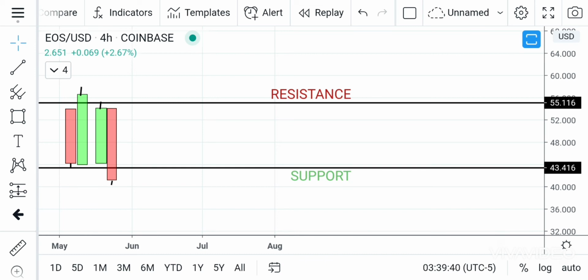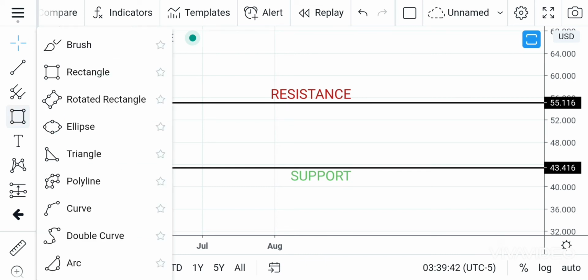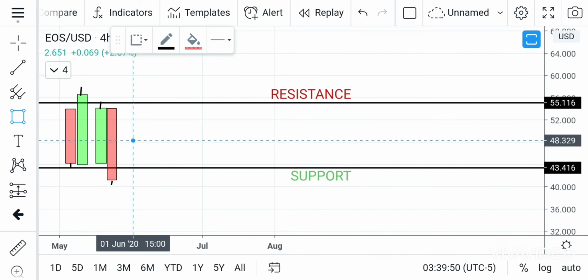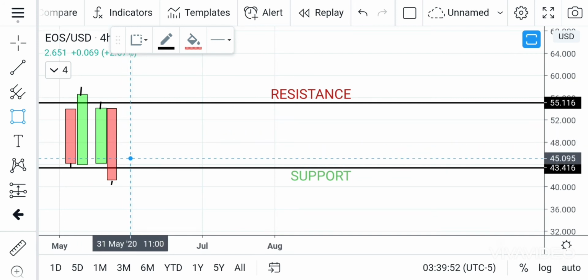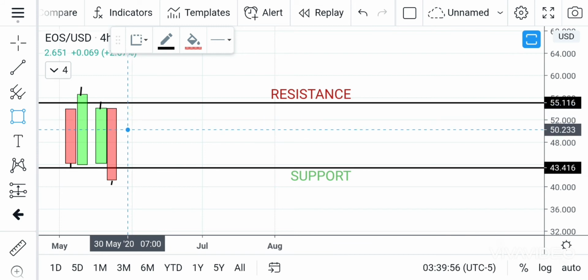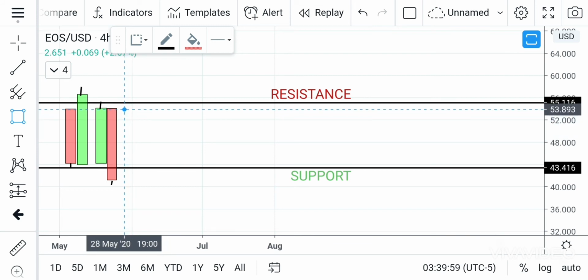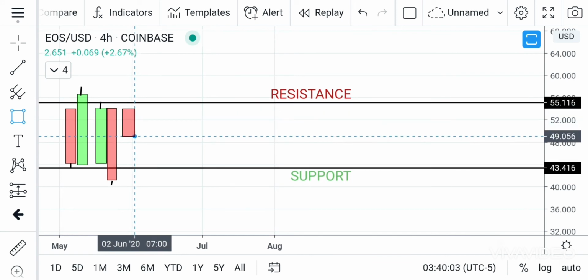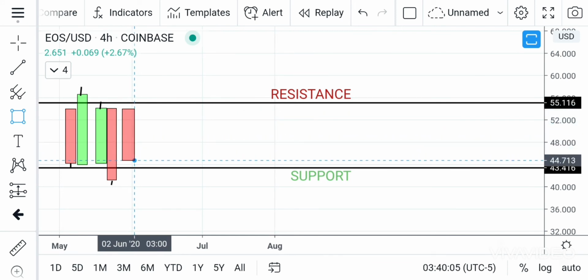The piercing pattern is a weaker form of a bullish engulfing pattern. That means if you see it on your chart, it is also a bullish pattern, but it is not as strong as a bullish engulfing pattern. For the piercing pattern, you have sellers pushing the price down from the top. They are pushing it down. You can see the way the price is going. The candle is going down, down, down.